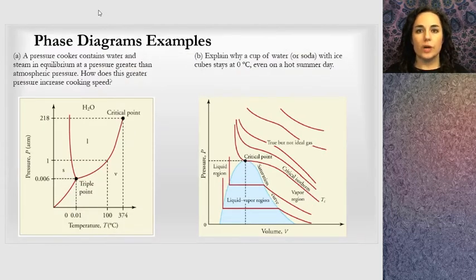Let's answer a few questions regarding these diagrams. The first question here says, a pressure cooker contains water and steam in equilibrium at a pressure greater than atmospheric pressure. How does this greater pressure increase the cooking speed? So here's the pressure temperature diagram, the phase diagram for water here. And let's think about water changing to steam or boiling.